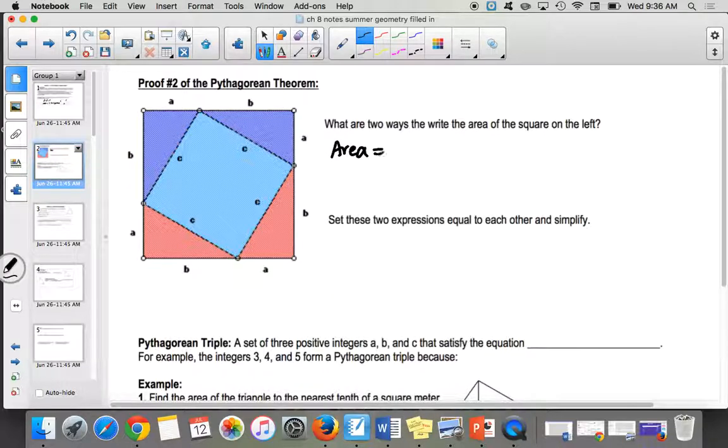So the area of the square we can write in two different ways. First we could do side times side. So what is each side? What's the length along the bottom? A plus b, right? So a plus b. And what's the length going downwards? Still a plus b, right? So one way to write the area would be to write a plus b times a plus b.